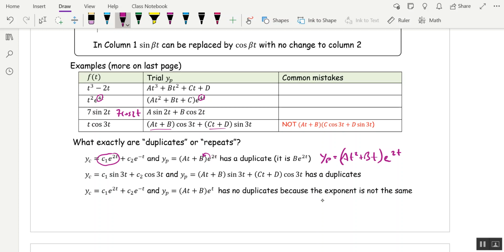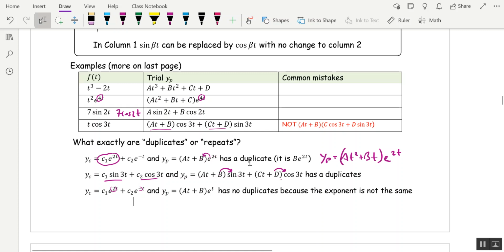If your YC is this here with sine and cosine, 3t, 3t, and your trial YP were this, then you would also have repeats because when you distribute, you'd have a constant times sine of 3t, that's a repeat here, and you'd also have a constant times cos 3t. That would be a repeat here. So you'd have to multiply all of this by t and all of this by t. All right, and finally, this last example has no duplicates because even when I distribute, I have b e to the t, but this is e to the 2t and that's e to the negative t. The exponentials are different.